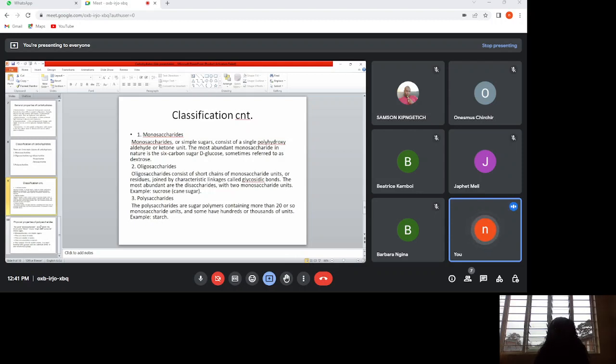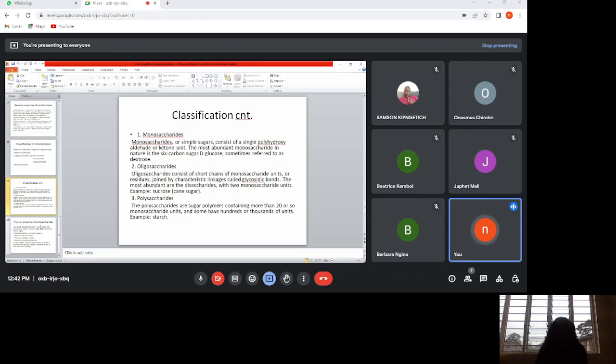Oligosaccharides consist of short chains of monosaccharide units or residues, and they are joined by a characteristic bond that we call the glycosidic bond. The most abundant disaccharide that we know will normally have 2 monosaccharide units. For example, we have sucrose. We can also have others like maltose and the rest.